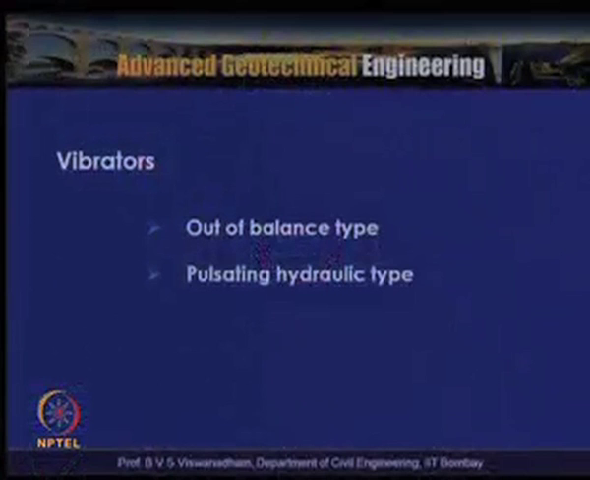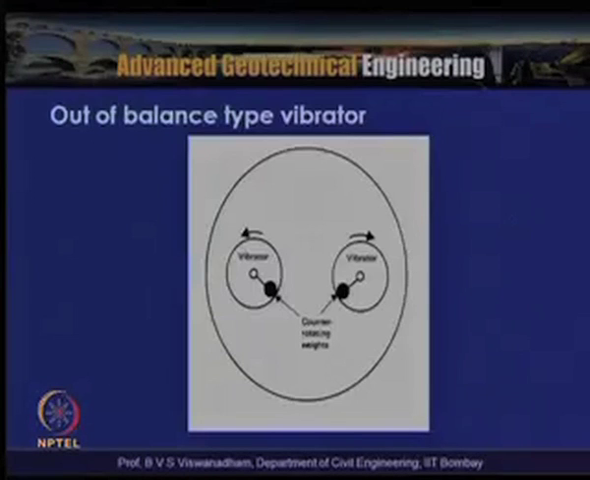Now coming to vibrators, which are basically used for sandy or gravelly soils, there are two types: out of balance type or pulsating hydraulic type. The out of balance type vibrator has two eccentric masses which are rotated in opposite directions, which induces vibration, and because of this a tamping action is created. This makes the particles rearrange into a denser configuration.